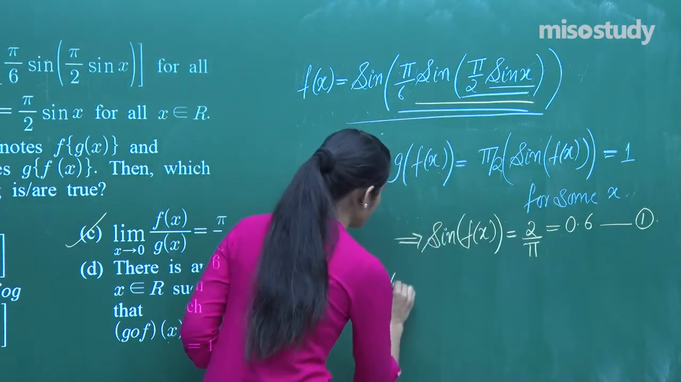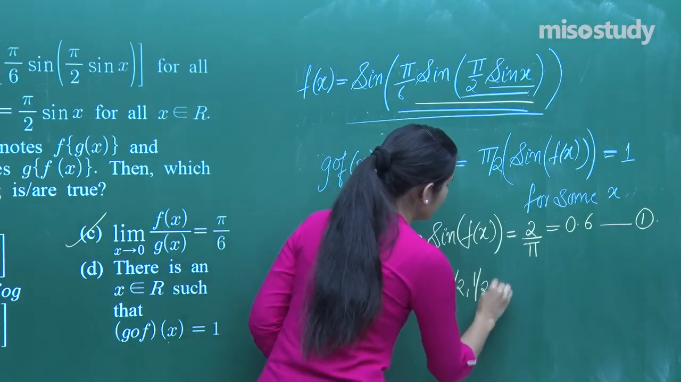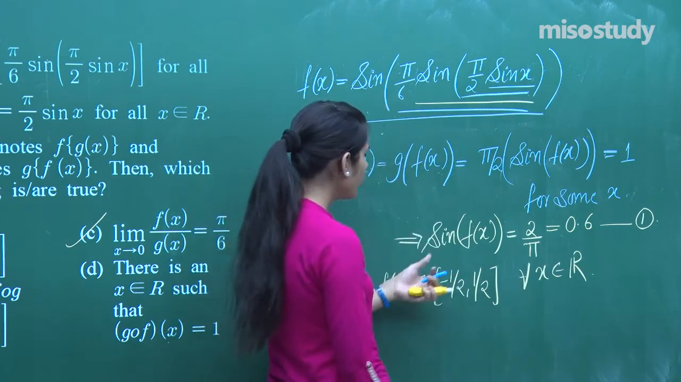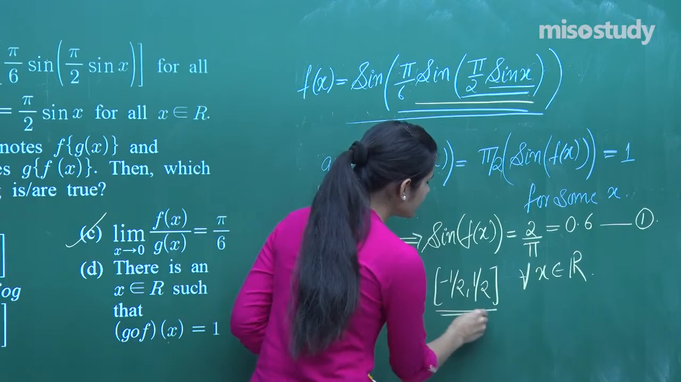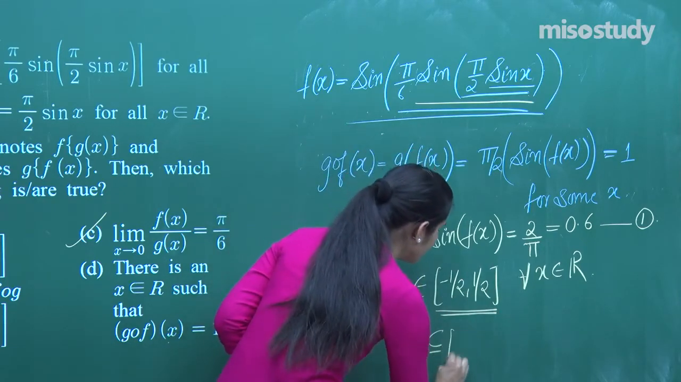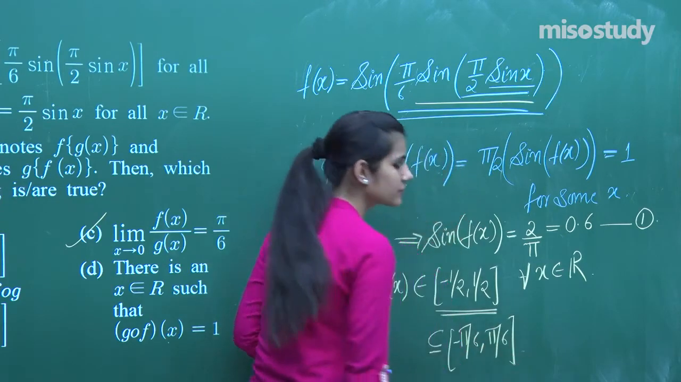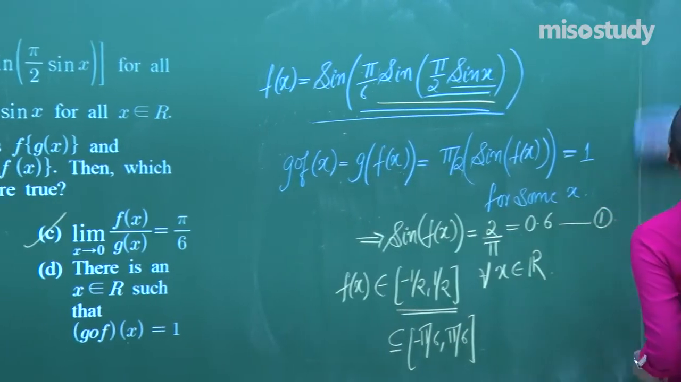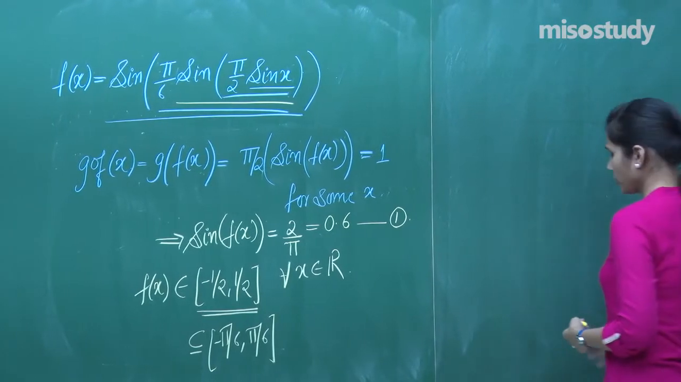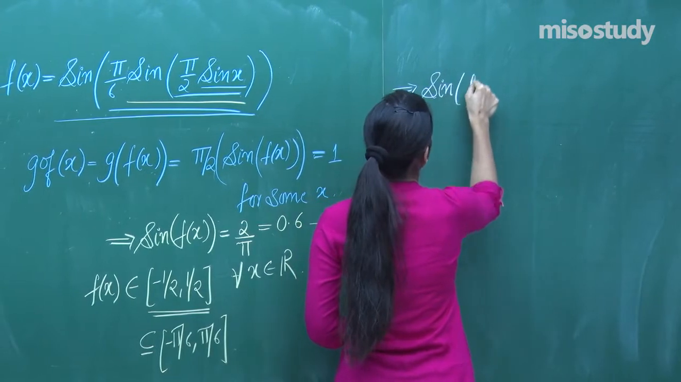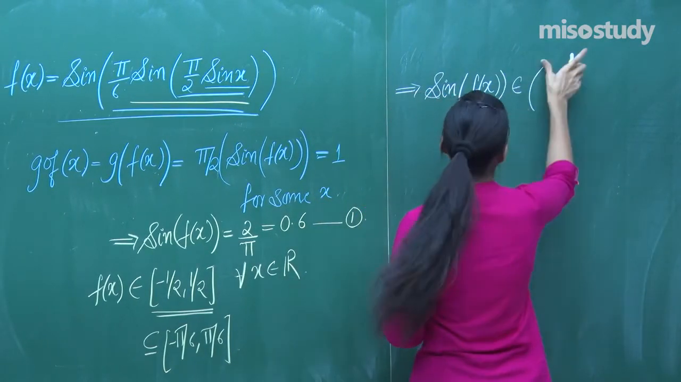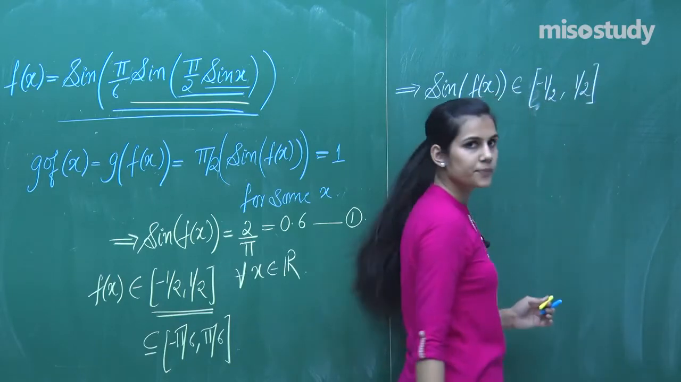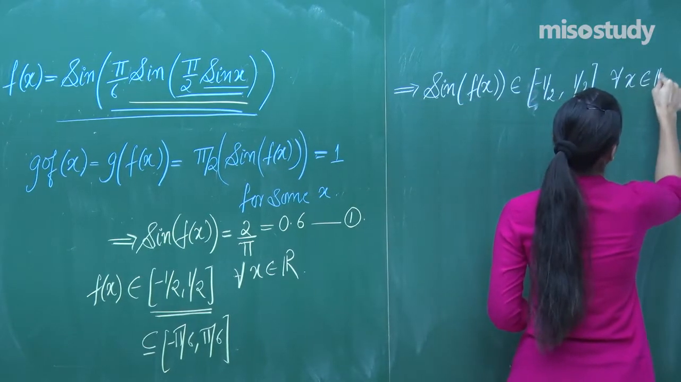But f of x, we have seen the range is minus 1 by 2, 1 by 2, for all x in the collection of all reals. That was the first option. f of x belongs to this interval for all x. Now over here, if I want to see where sine of f of x belongs, I will have to convert this thing into the angle part. Now minus 1 by 2, 1 by 2 is contained in minus pi by 6, pi by 6. Therefore, sine of f of x will be belonging to sine of minus pi by 6 comma sine of pi by 6, which is again minus 1 by 2, 1 by 2, for all x in the collection of all reals.